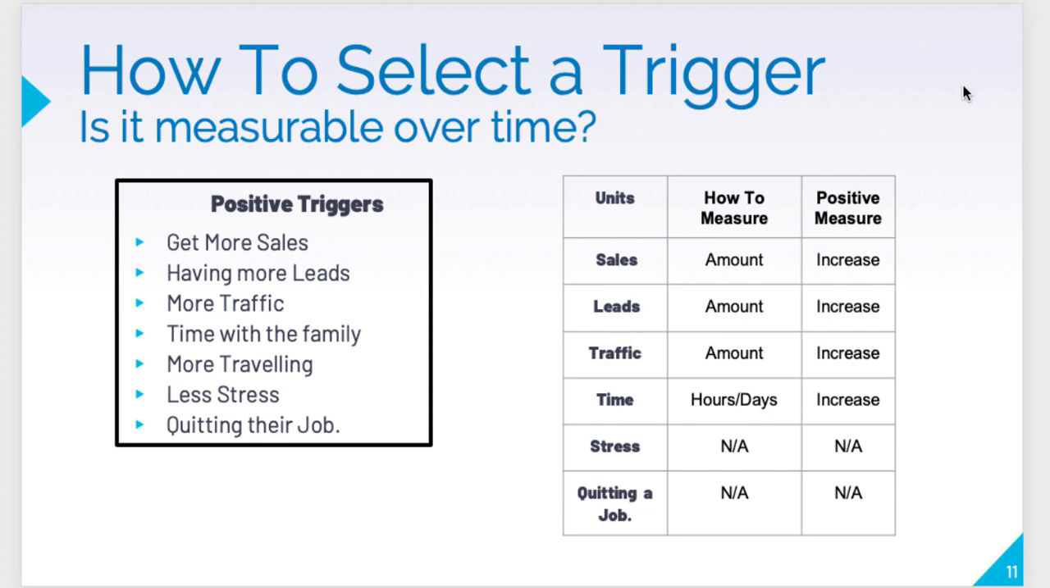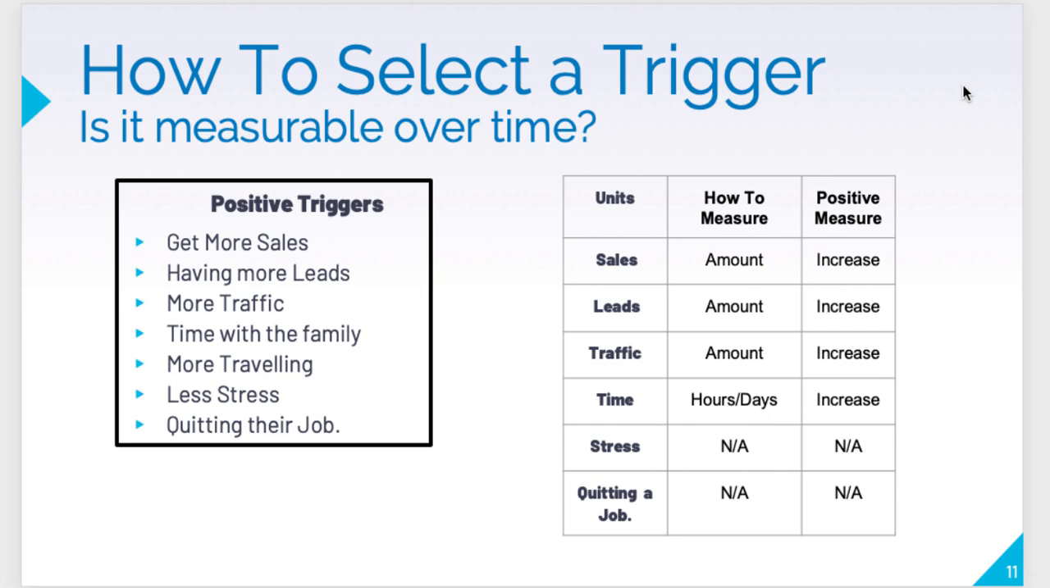So if I just look at my positive triggers here, and we talk about things like sales, then obviously you can measure sales, because you can do it in the amount of dollars you make, right? A positive measure in this case would be increasing sales. Same with leads. You can increase leads, and there's a definite metric around leads. Same as traffic, visitors to a website is a definite metric. So all of these things can have a positive influence because you can measure them and they can increase over time. Anything to do with time is another continuous type of measure. So you can have hours and days, you can increase the time you spend with somebody or decrease that time, whichever way you want to go.